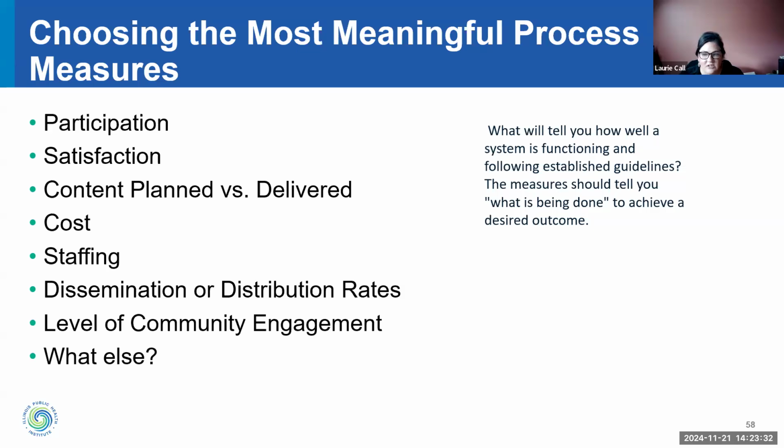What's our dissemination or distribution rate of whatever it is, whether it's vaccines or radon kits or whatever it is? What's the level of community engagement that we needed to pass this policy? Which groups have we been able to engage? So really think about the projects that you're measuring and what will give you the best data to say if you're doing the right things.